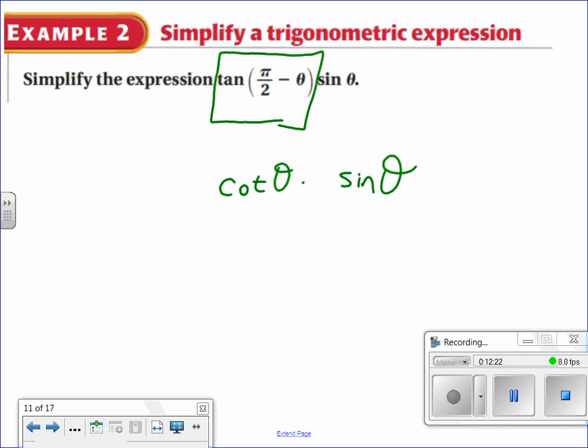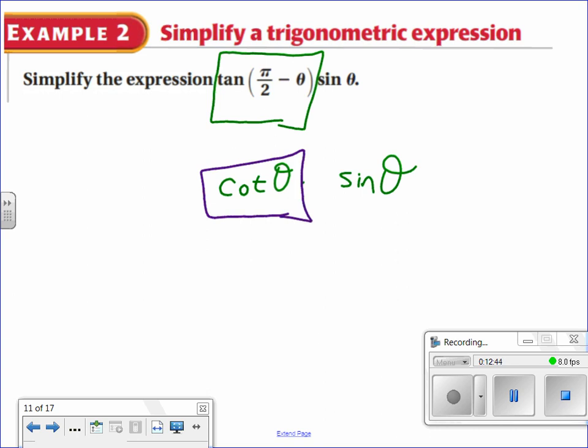So somebody says, I'm confused. We basically took what's in the green box and we found it under co-function identities. And tangent of pi over 2 minus theta was equivalent to cotangent, so we just replaced it. We did a substitution. We're going to do another substitution. We're going to substitute out cotangent next.